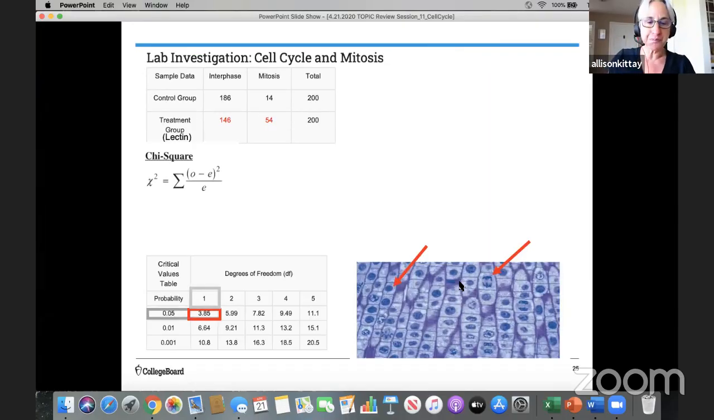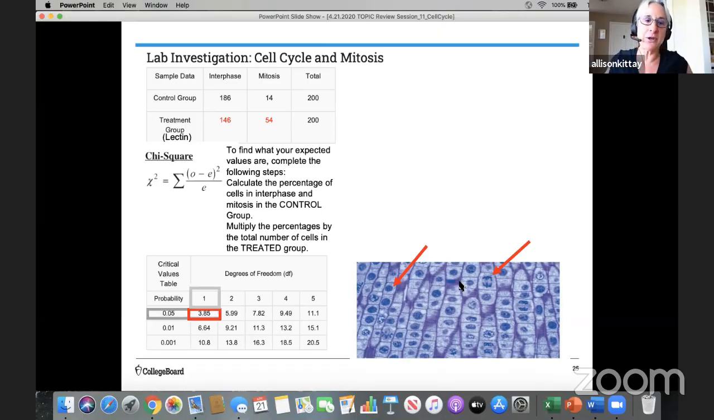All right, so let's go through that. First of all, students have counted in their control group, which is rooted in distilled water, 186 cells in interphase and 14 in mitosis for a total of 200 cells. And in the lectin treatment group, they have counted 146 cells in interphase and 54 in mitosis out of those 200 cells. So how do we figure out our expected results?